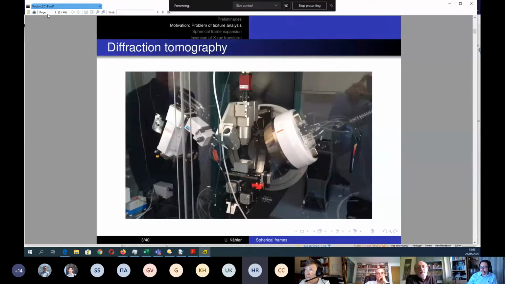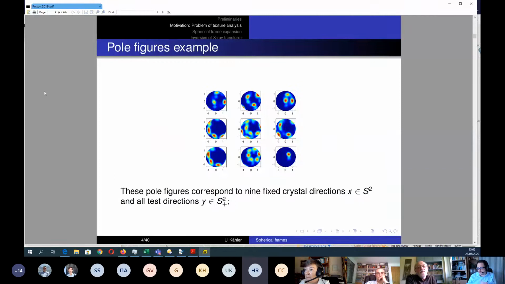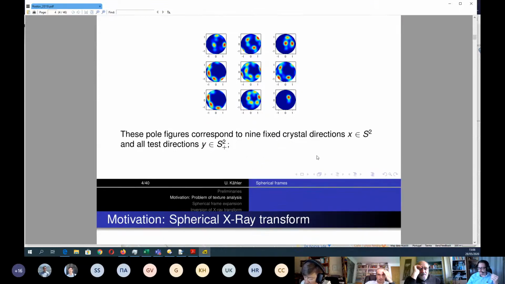Basically, you make the measurements, and what you get is such kind of figures called pole figures. Each of these nine ones you have to see as an entire sphere, even if you just see half of the sphere, plus a ray. Each one corresponds to one ray, which is sent at a certain specific direction. And in practice, you have literally hundreds of these spheres, depending on the number of rays you get in and out.